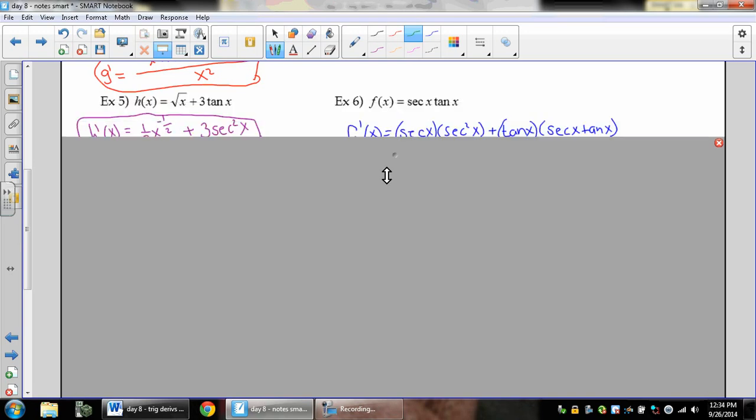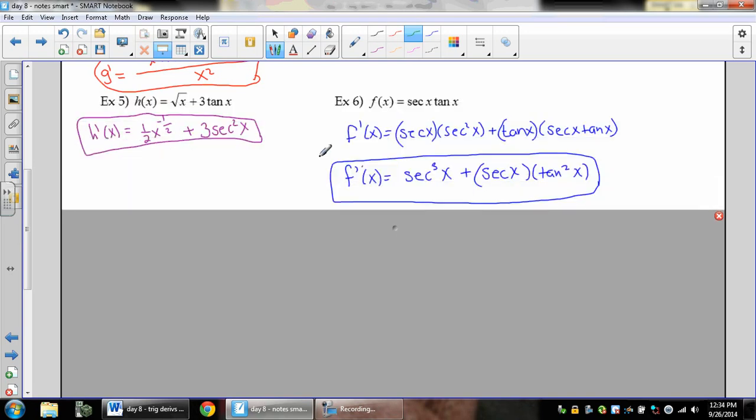Moving on to the next pair here. On the next one, we're just going to do a power rule here and then the derivative of tangent. No big deal. Over here we have a product rule. The first times the derivative of the second plus the second times the derivative of the first. This is just begging to be simplified, so I would rewrite it as secant cubed plus secant times tangent squared.